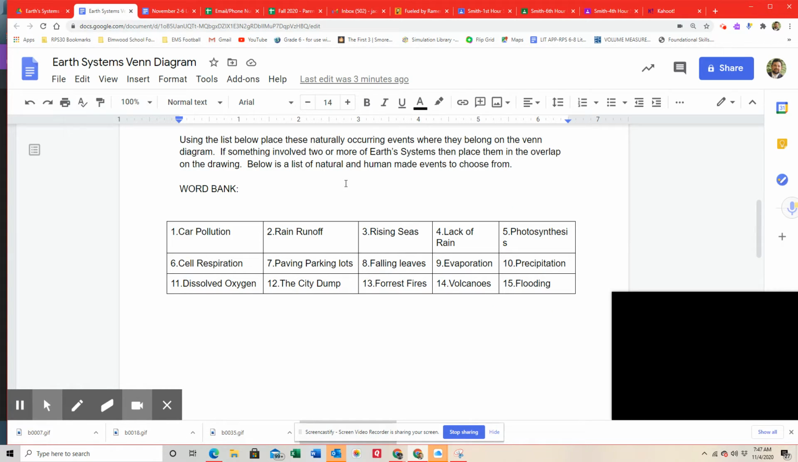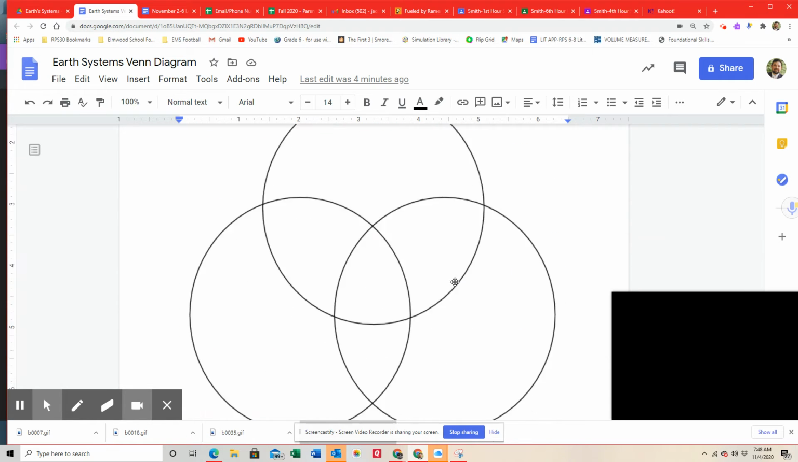Number 1, car pollution. Number 2, rain runoff. Number 3, rising seas. Number 4, lack of rain. Number 5, photosynthesis. Number 6, cell respiration. Number 7, paving parking lots. Number 8, falling leaves. Number 9, evaporation. Number 10, precipitation. Number 11, dissolved oxygen. Number 12, the city dump. Number 13, forest fires. Number 14, volcanoes. And number 15, flooding. Your job is to take each of these and place them in this Venn diagram.